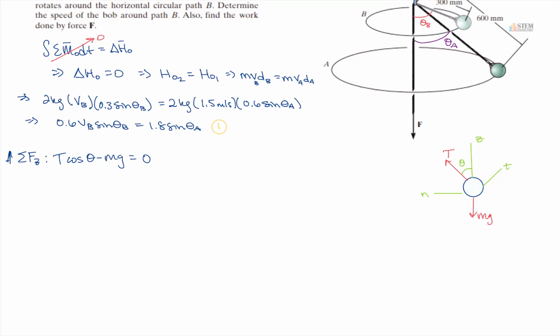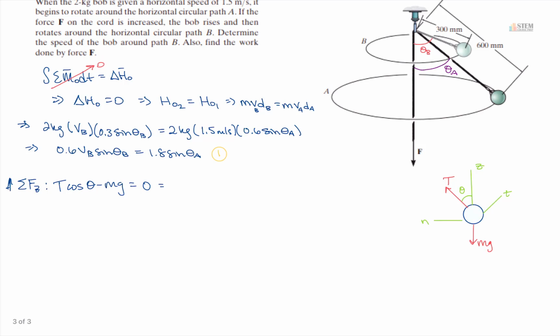So that gives us this. We can go through, plug in m times g, because m is, what is m? 2 kilograms. All right, so we're going to have t cosine theta equals 2 times 9.81. We can then divide by cosine theta and get t. So t will be 19.62 over cosine theta. And let's call this equation 2.